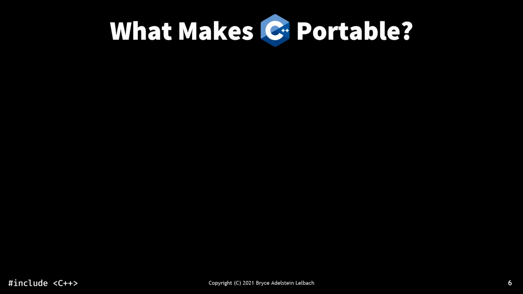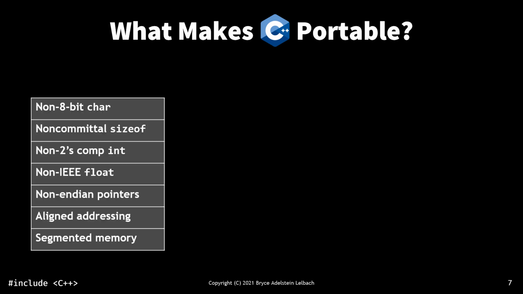What aspects of the C++ language itself make it portable? If we asked a typical C++ programmer, I think we'd get a list that looks like this. Non-8-bit bytes, variable-sized built-in types, non-2's complement integers, non-IEEE floating point, non-little-endian pointers, aligned addressing, segmented memory, etc. C++ supports all of these things.